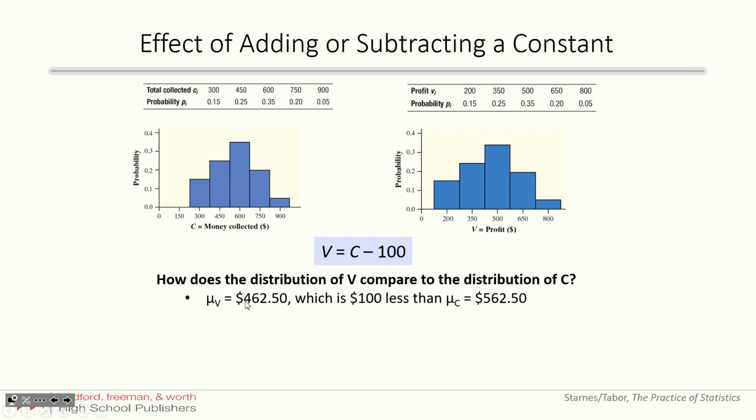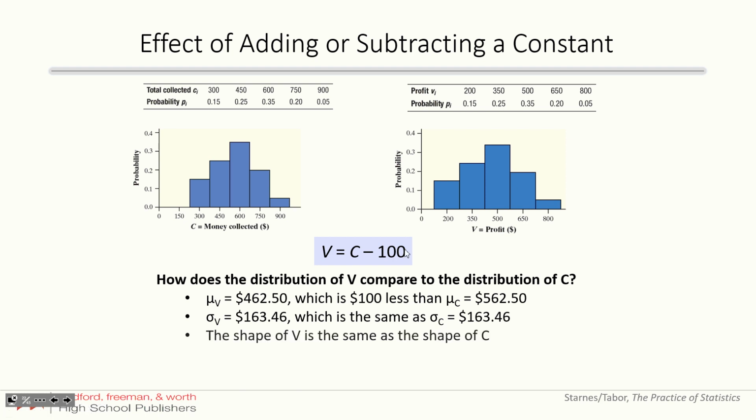The distribution of V has a mean of $462.50, which was exactly $100 less than what we calculated before. I'm not going to go through all this if you don't believe me. Pause the video, type all these into your calculator and double check. The standard deviation did not change. Our variability is still the same. And the shape was the same as the original shape as well. I would say that that's pretty symmetric, with one single peak.